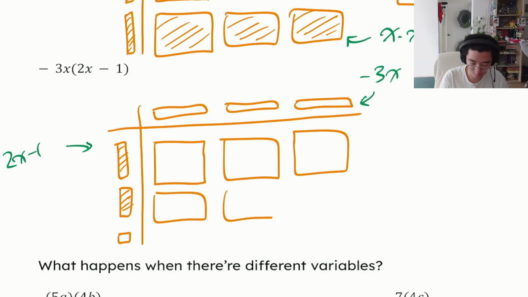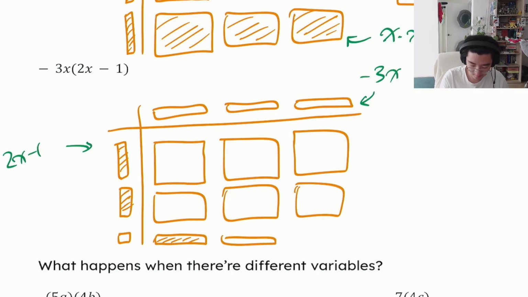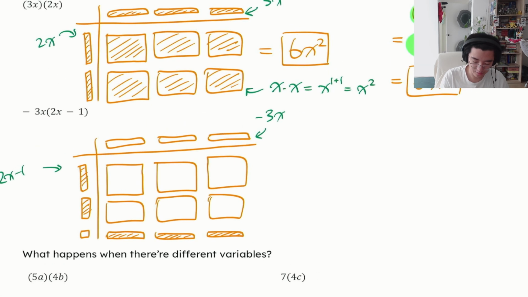So again, same squares. Now we have a length of negative x up here and a length of negative 1 down here. Negative 1 times negative x is positive x. So as illustrated using the tiles, it's negative 6x squared plus 3x.